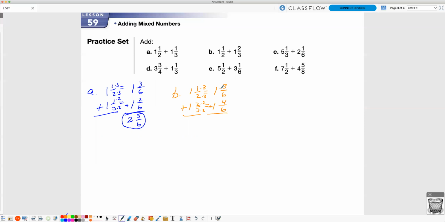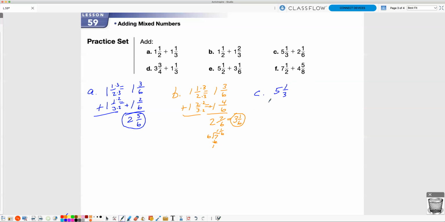Now you have 1 3/6 plus 1 4/6, which ends up being 2 7/6. And I have to recognize that this is 1 1/6 plus 2, because 7/6 is the same as 7 divided by 6, which is 1, and 1 as the numerator, 6 as the denominator, plus the 2 makes 3 1/6 for the final answer. And letter C, 5 1/3 plus 2 1/6.